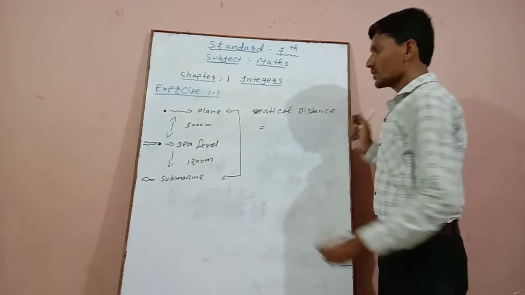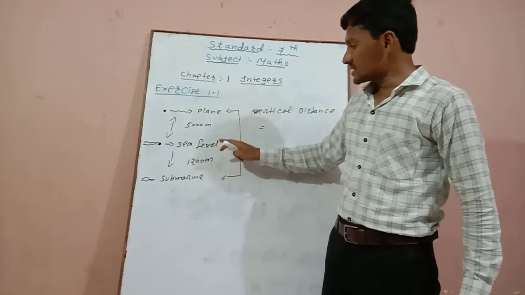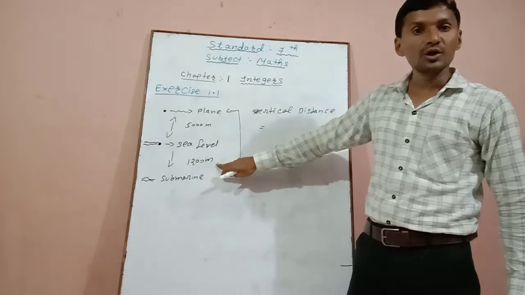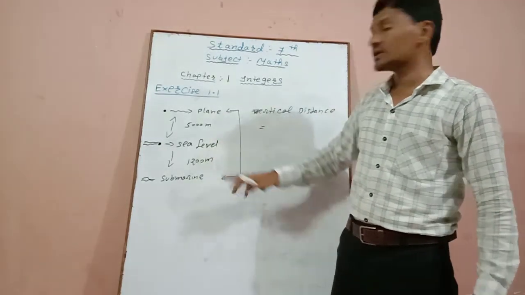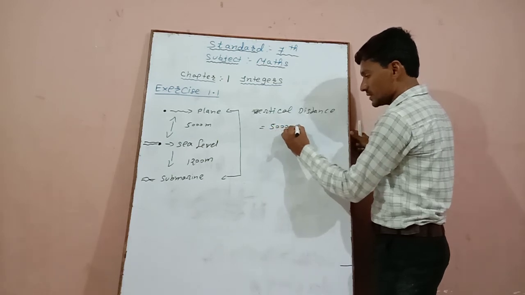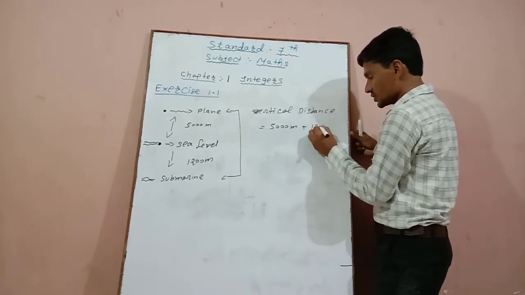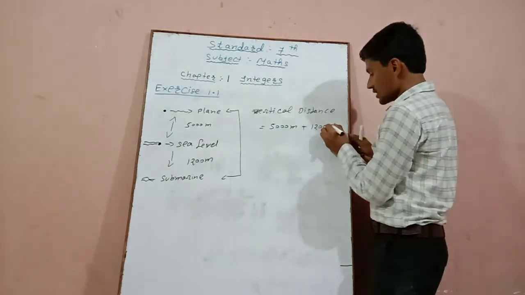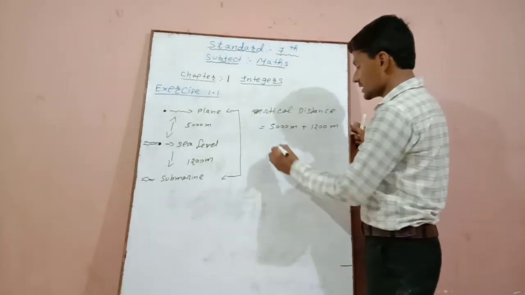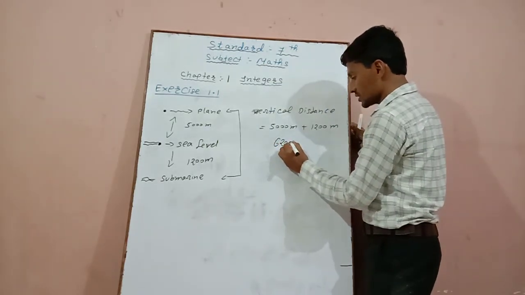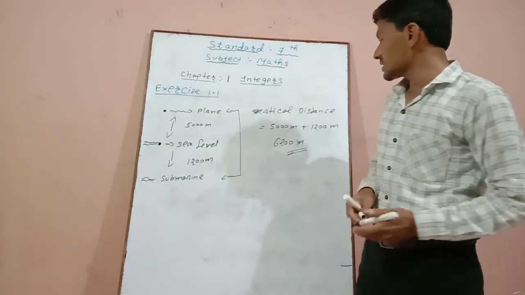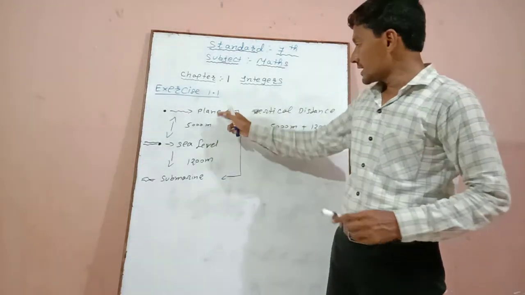The answer, the vertical distance, is equal to 5000 meter, the distance from sea level to plane, and sea level to submarine is 1200. So the total of this will be the vertical distance. Vertical distance is equal to 5000 meter plus 1200 meter. So the answer will be 5000 plus 1200 is equal to 6200 meter. This is the answer, the vertical distance between plane and submarine.